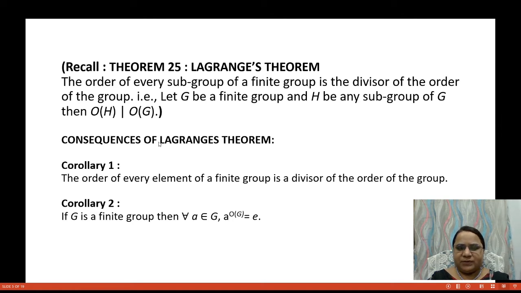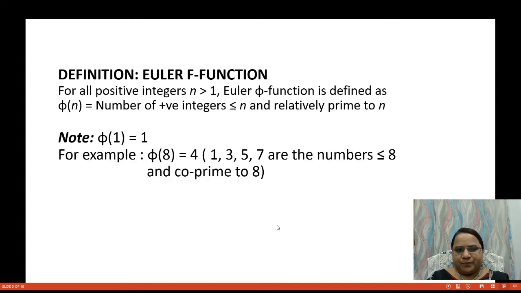Some consequences of this Lagrange's theorem are there. That is, first corollary, the order of every element of a finite group is the divisor of the order of the group, and the corollary 2 is, if G is a finite group, then for all a belongs to G, a raised to order of G is going to be unity.